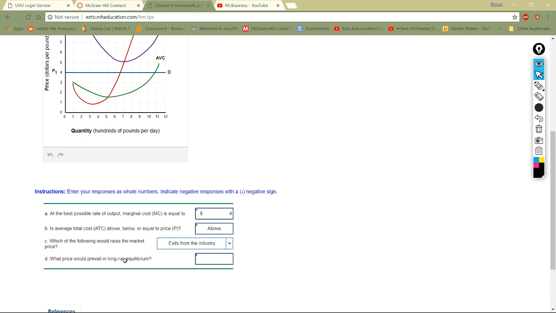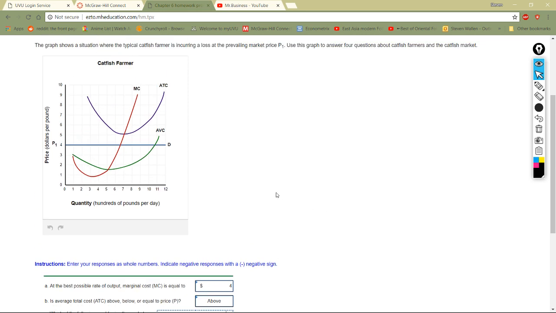What price would prevail in the long run equilibrium? So if this market was allowed to self-correct itself, where will things end up going? Okay, if you're in the market and you're losing money, in the short run, you're going to minimize your losses. In the long run, though, if you can't make a profit, are you going to stay in the market? No, you're going to leave the market if you can't make money. So right here is unsustainable. Okay, not going to happen. People aren't going to do that. However, right here in the long run, if I can get to this point, then it's viable.